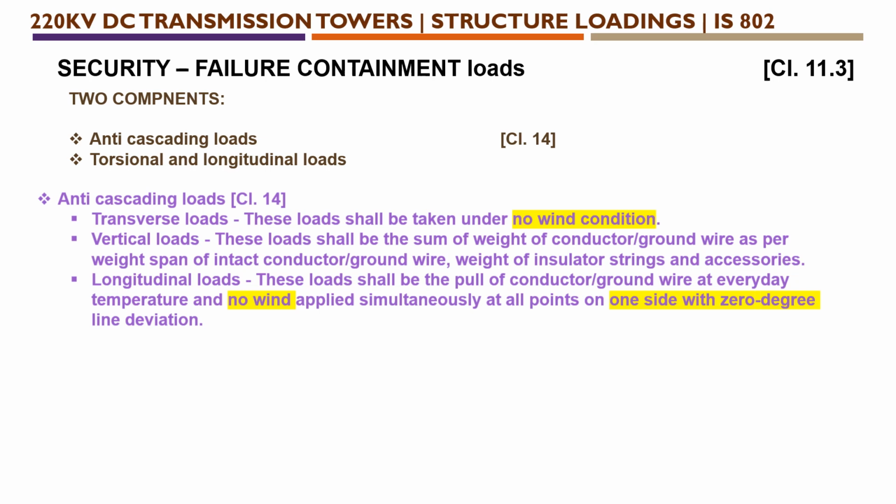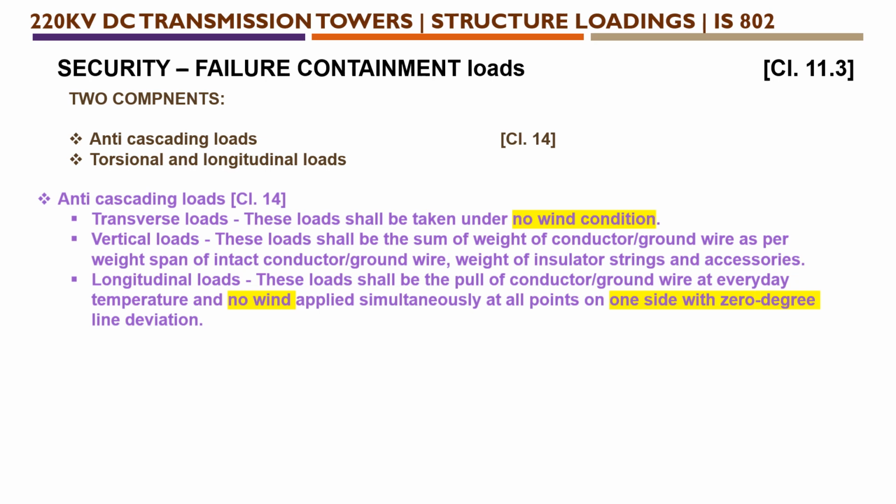Then next one is vertical load, which is a summation of the weight of conductor in the intact span. Intact span means it is not considered to be a broken condition. We need to consider the full weighted span, and the weight of insulator string and accessories to be considered under vertical loads. And the third one is the longitudinal loads, to be considered based upon the mechanical tension calculated at no wind and everyday temperature.